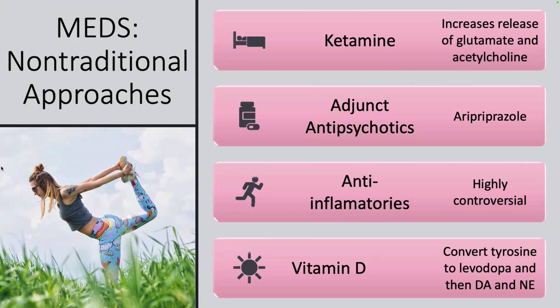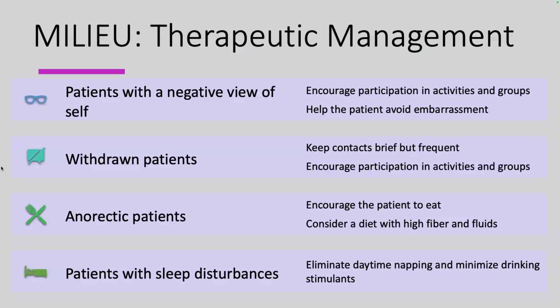There's a link between vitamin D and depression because vitamin D is needed to convert tyrosine to levodopa and then dopamine and norepinephrine. So not enough vitamin D, low levels of dopamine, low levels of norepinephrine can be related to depression. So how are we going to manage the milieu?